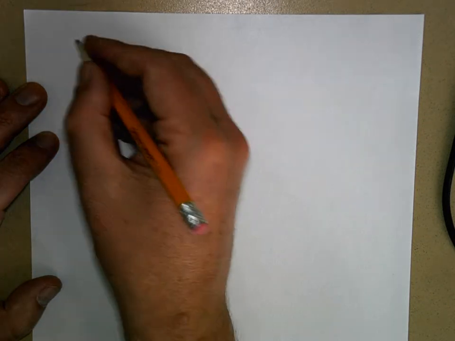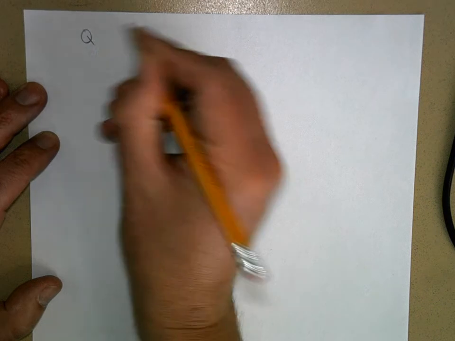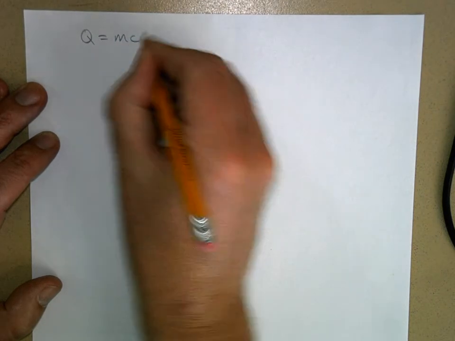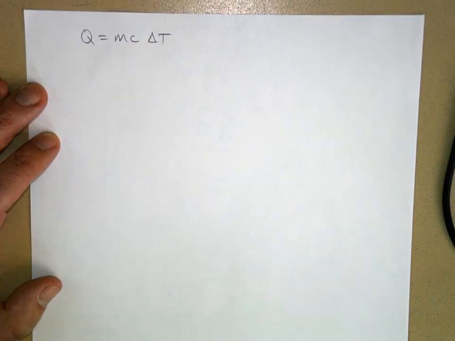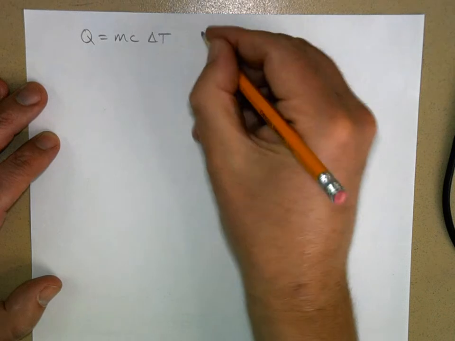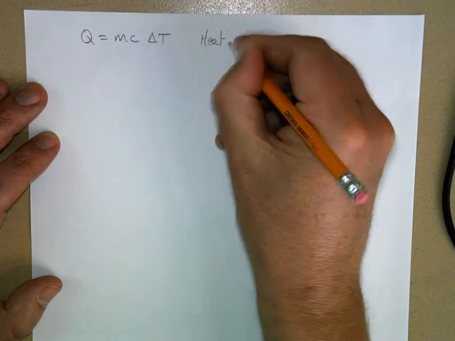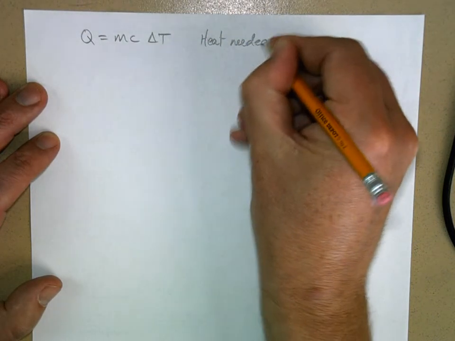So here are the three heat equations that I want you to know. We do this in physics as well, so this is kind of a repeat of what we're doing in physics. Q equals mc delta T. This is the heat needed to raise the temperature.